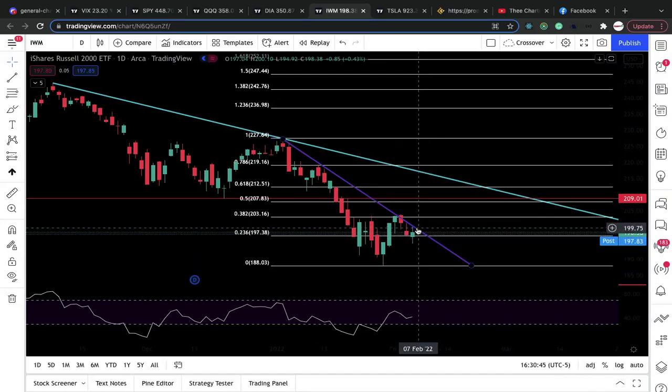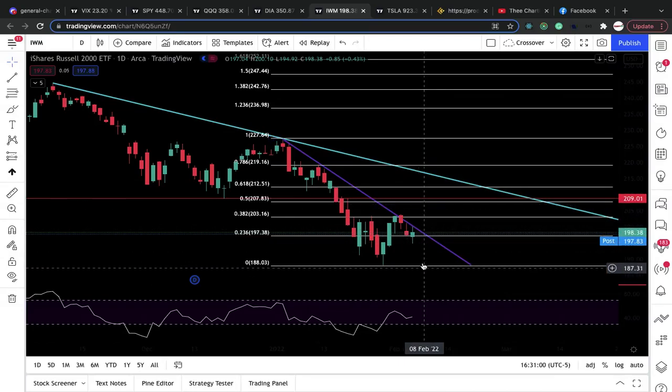Or, if we get a breakout above 199.75, or we can round it up to 200, IWM above 200 is bullish. The next price targets are 203, then 207. If 197.3 is lost, I'm bearish, and that puts 188 in play.